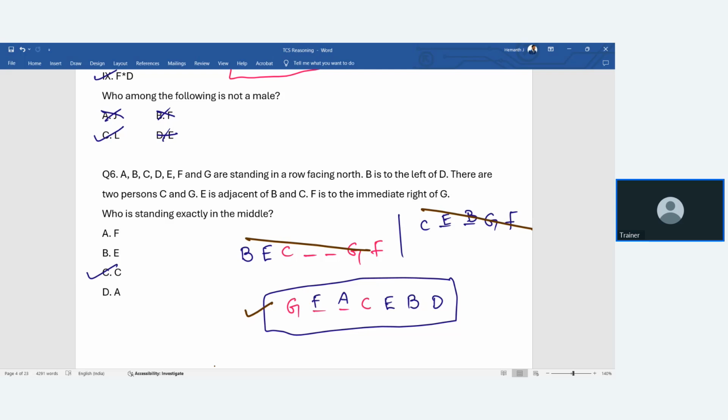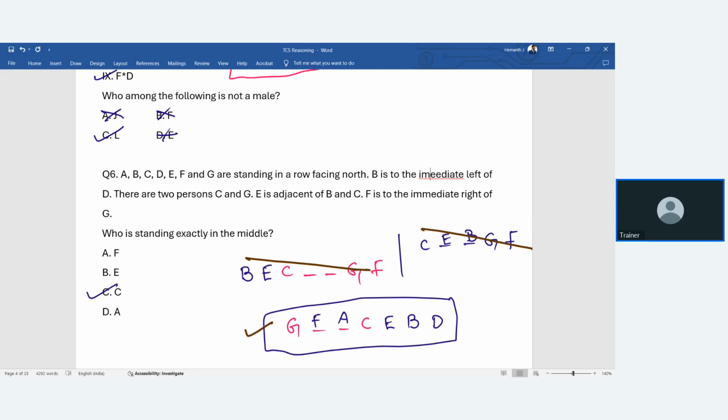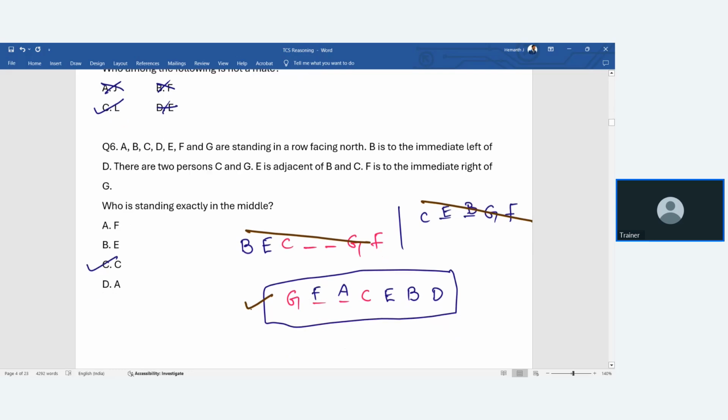In fact, the question should be a bit more precise. Only one arrangement should be possible, and the remaining should not be possible. But here there are quite a few chances, or at least they have to mention B is immediate left of D. That's what I'm trying to correct. B is to the immediate left of D. If that correction is given, then there is only one arrangement possible, that is this one only. This one definitely will not be possible. Then the only arrangement possible is this, satisfying B is immediate left of D and all other conditions. Who is in the middle is nothing but C.